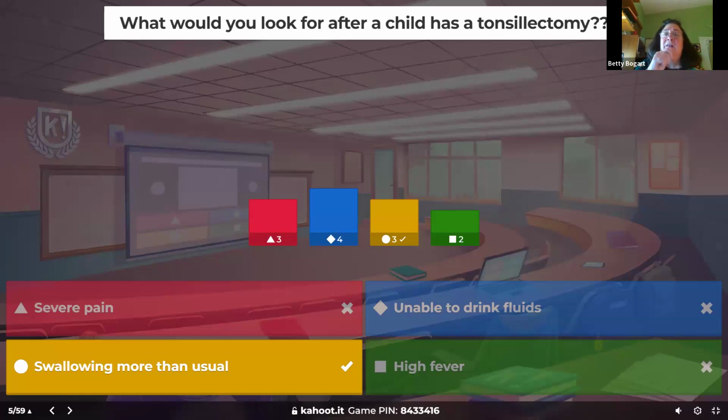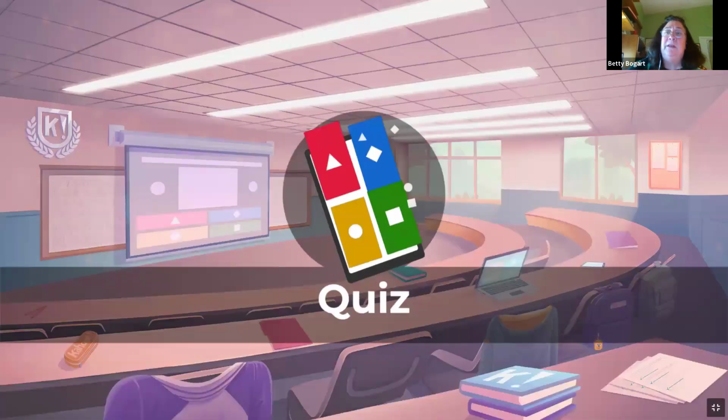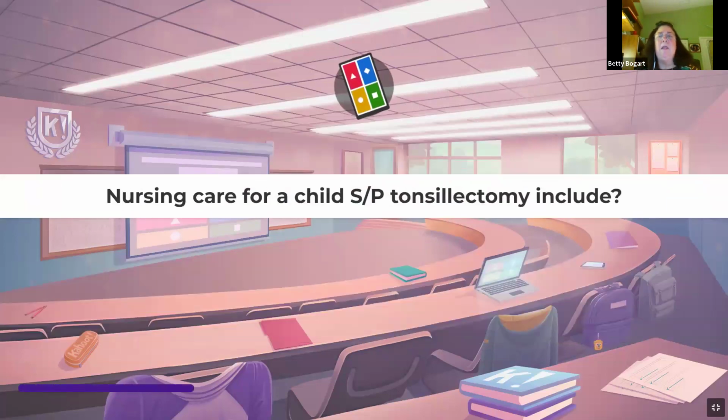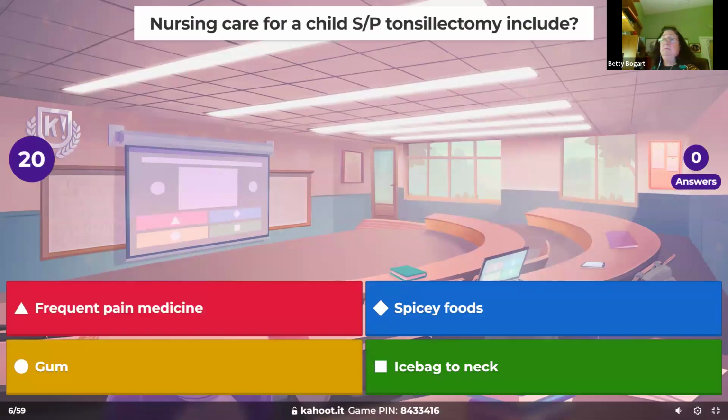Never, ever put anything in their mouth. If you tell them to slightly open their mouth, you're going to see blood in the back of their throat. Never a tongue depressor. Multi. Nursing care for a child status post tonsillectomy includes?